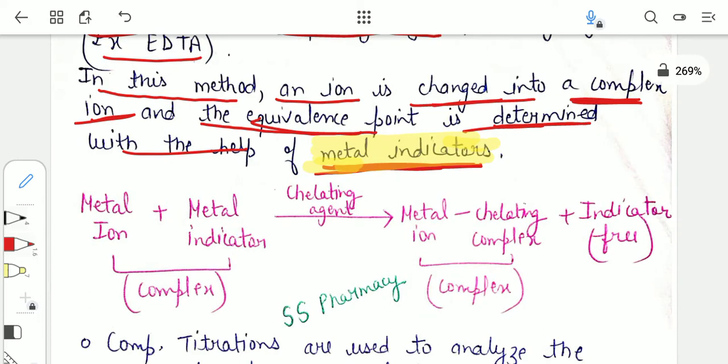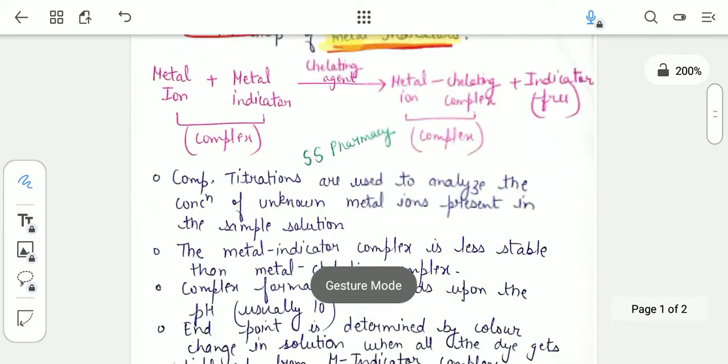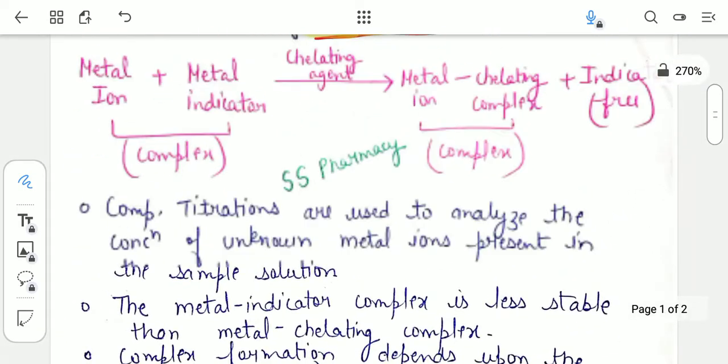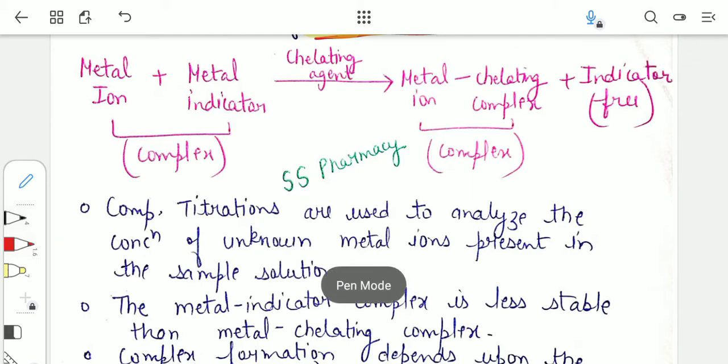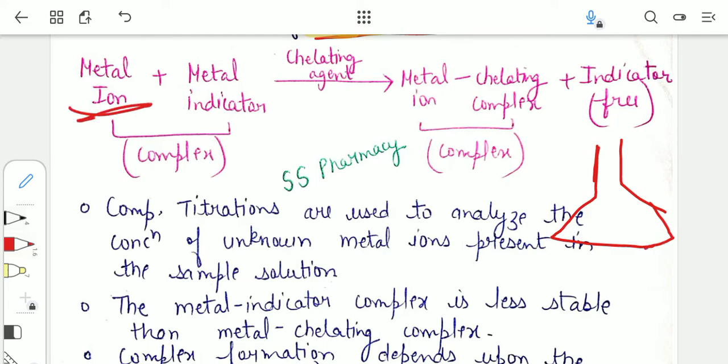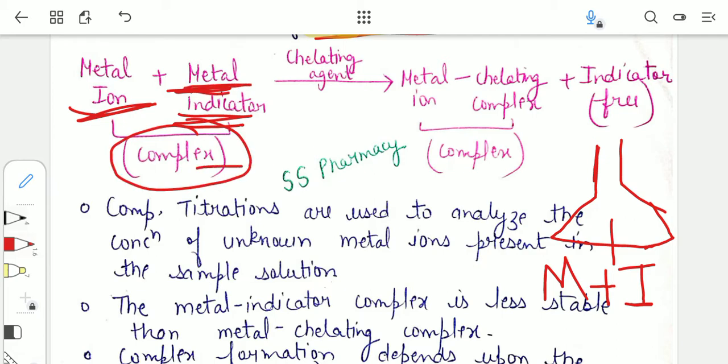Now let us understand this better with a diagram. Here, for example, we have taken our conical flask, and in that flask we have taken our sample which contains our metal ions which are to be analyzed. After that we will add a suitable metal indicator, and this metal indicator will form a complex with our metal ions. So our indicator and our metal ion will react and form a complex. When the metal ion indicator is in a complex with the metal ions, that complex will have a particular color.